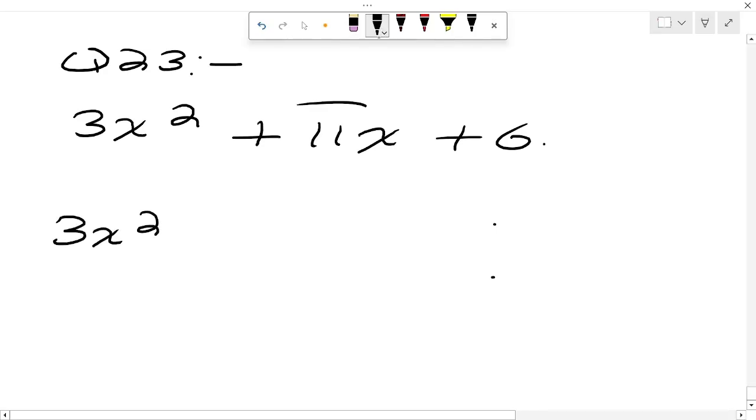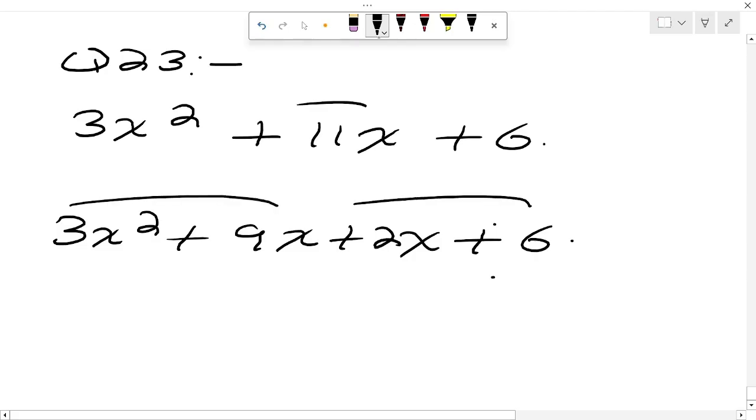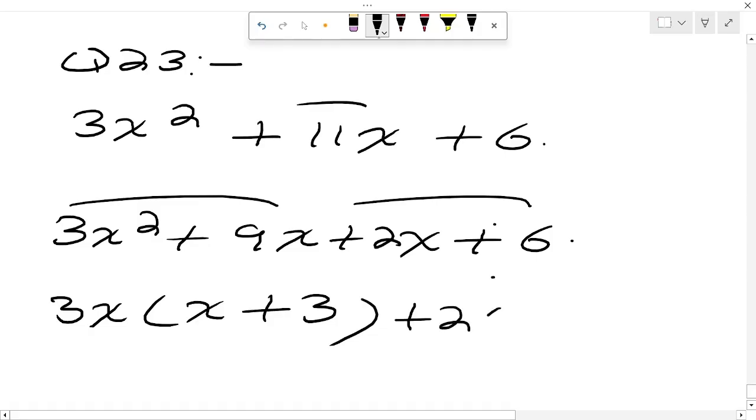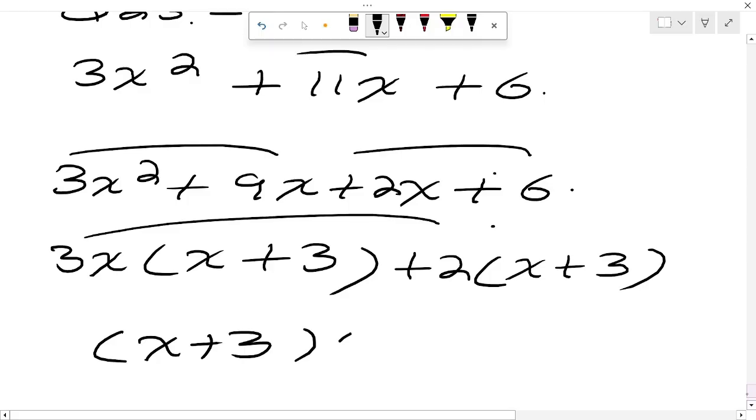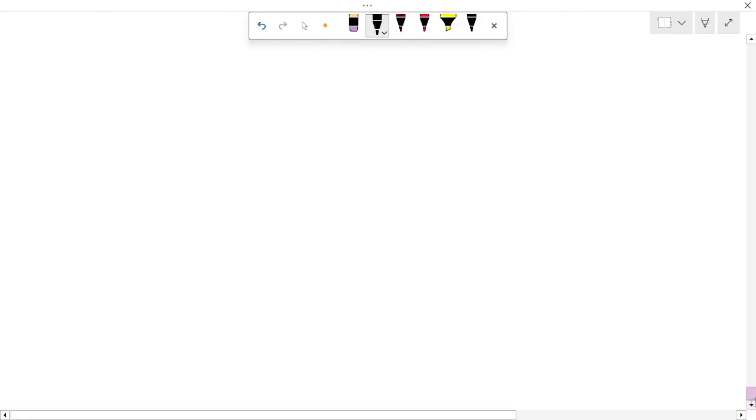So 3x square plus 9x plus 2x plus 6. We have four terms now. We're gonna pick the common, which is 3x, then x plus 3, and then we're gonna have plus 2 bracket x plus 3. So what is the common? X plus 3 is common, and then we're gonna find the factor, which is 3x plus 2. So this is our final answer. Now let's move on to question number 24.